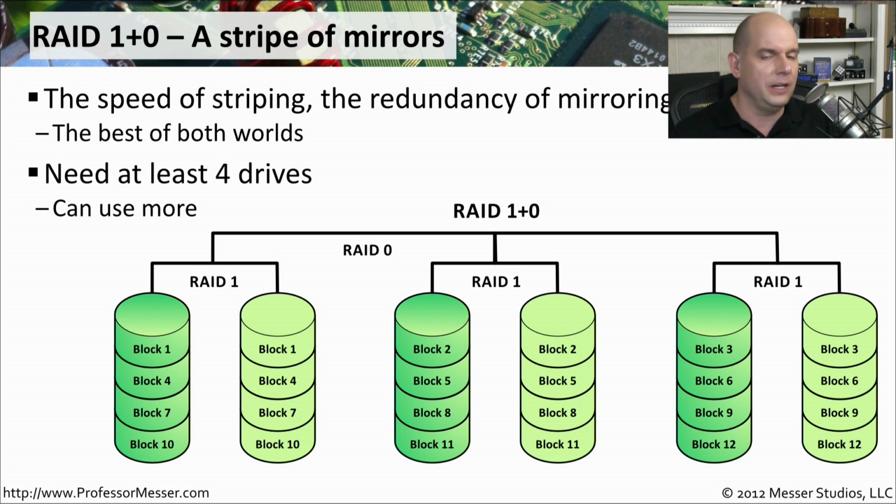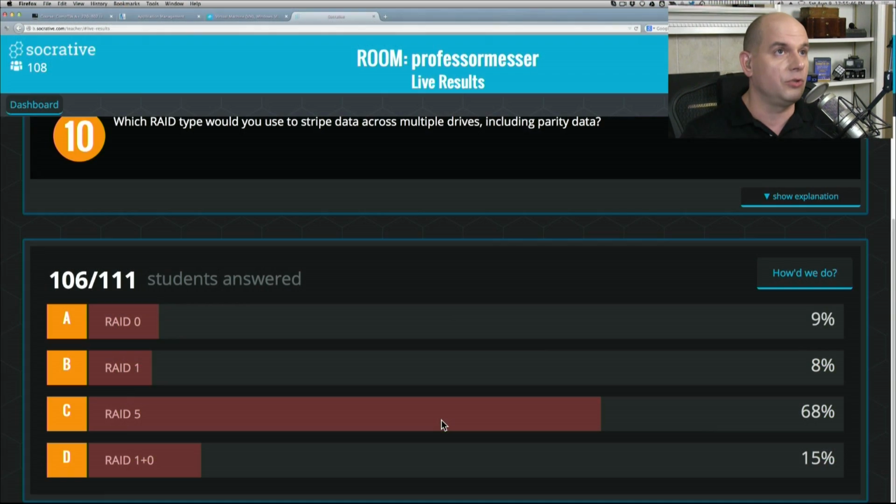RAID can be a very, very useful thing. So you need to know which one's going to work for you, and then perhaps even think about which one has advantages and disadvantages for what I'm using here. And of course, being able to stripe. Our answer here, stripe with parity, is RAID 5. The 68% of you that said RAID 5 would be absolutely correct.